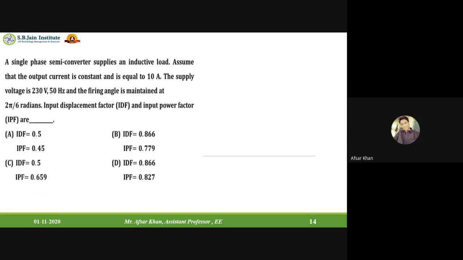So what they have asked here? It is a single phase semi converter. Look at this, students. Semi converter is nothing but there is a freewheeling diode, definitely. You have to remember this. Semi converter means there will be a freewheeling diode, two thyristors, two diodes. If semi-converter, you have to write it every time. First we will take down the given points.